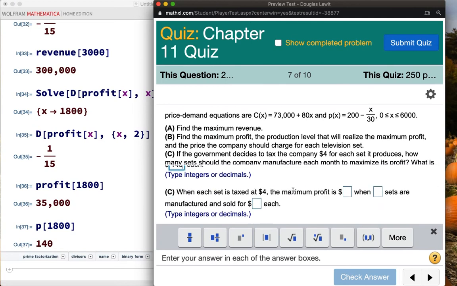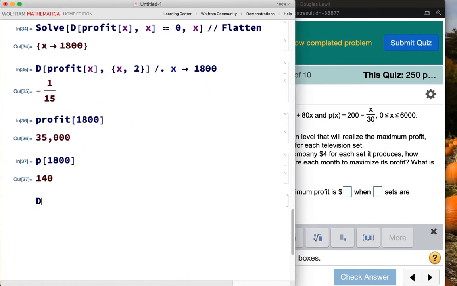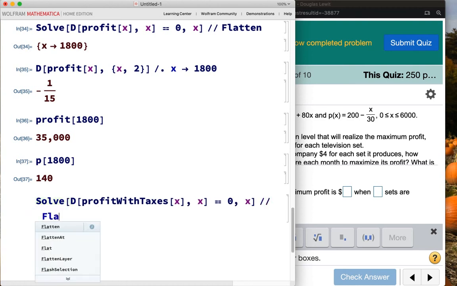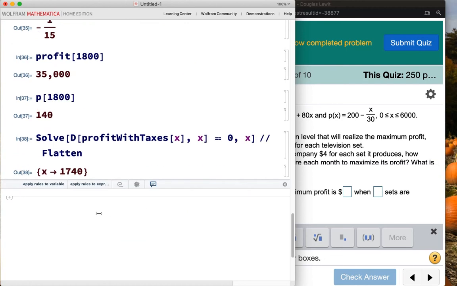When each set is taxed at $4 per television set, the maximum profit is, okay, so derivative of profit with taxes of x with respect to x. Oh, sorry, hold on 1 second. Yeah, with respect to x is equal to 0. Solve. What is x? 1,740.